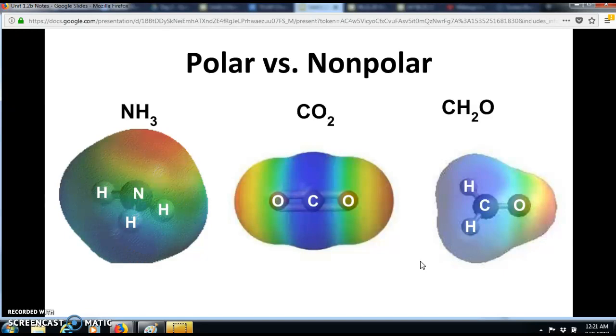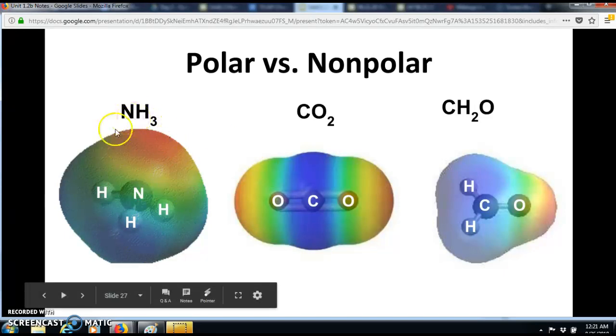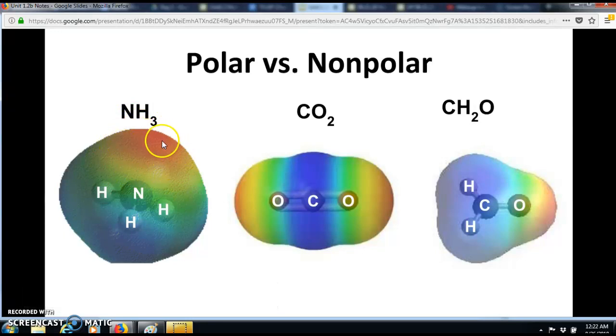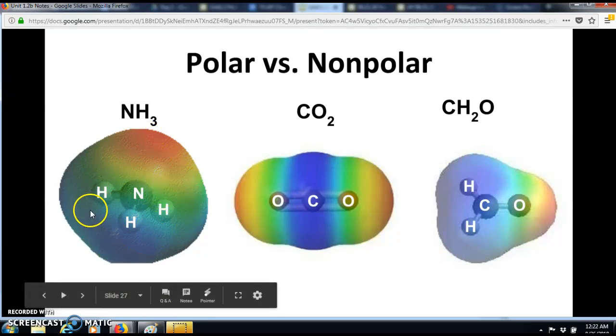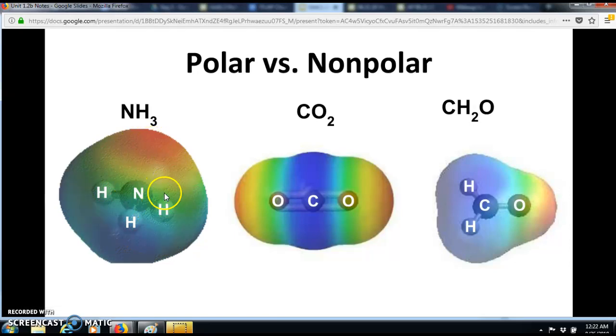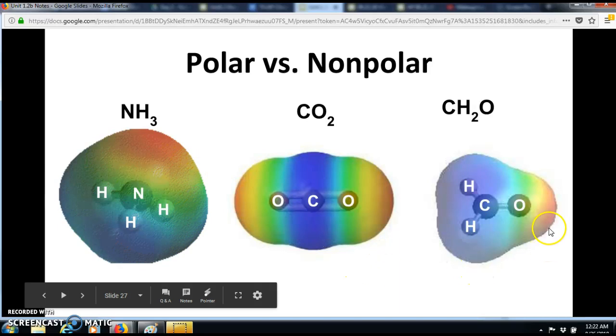So NH3 is a polar molecule. You can clearly see the large electron density at the top where the lone pairs are on the nitrogen, and where the hydrogens are, it's not very electronegative. Okay, so the electron density is on top of the nitrogen, and then where the hydrogens are, it's low electron density. So this side's negative, that side's positive.